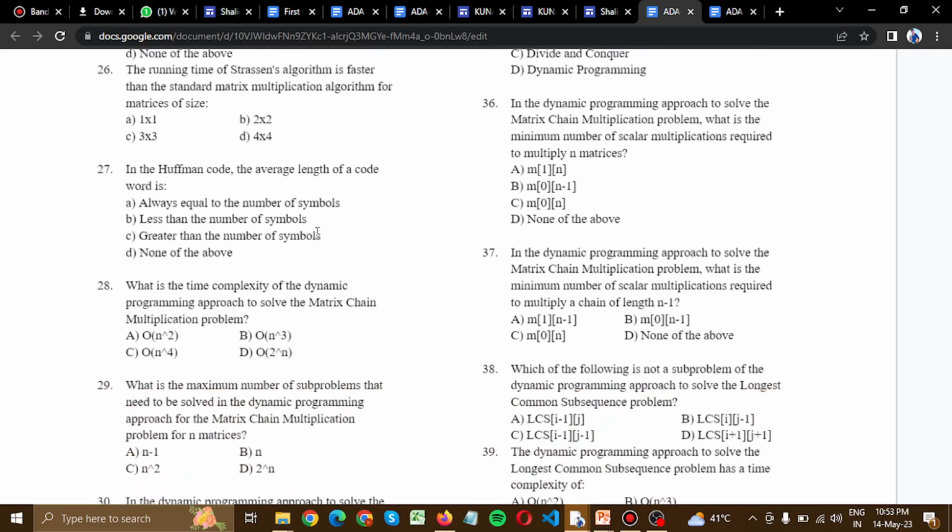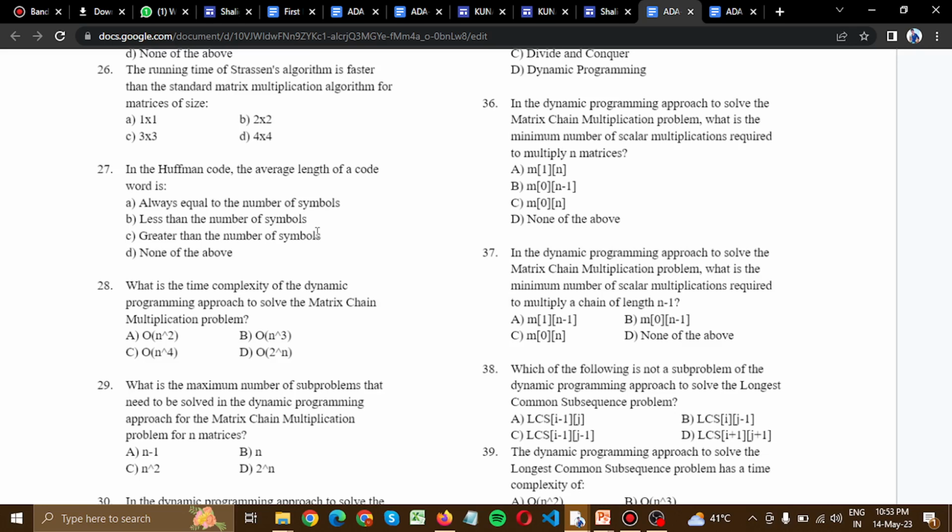Now next question number 27. In Huffman's code, the average length of a code word is. So the answer is B, that is less than the number of symbols, because the most frequently occurring symbols are assigned shorter code words, which reduces the overall average length of code words.